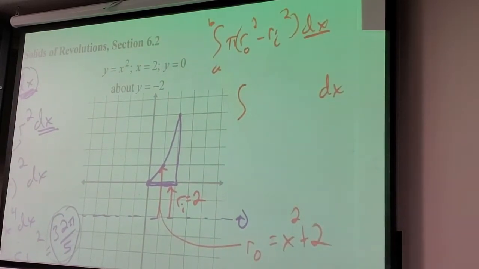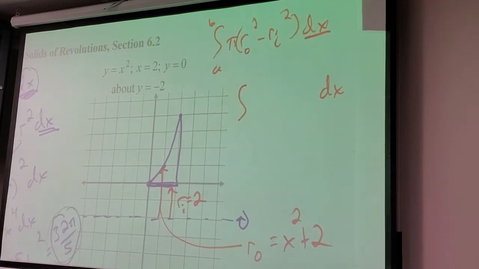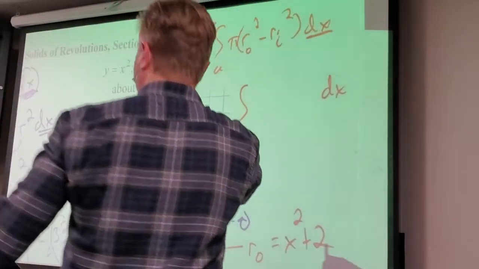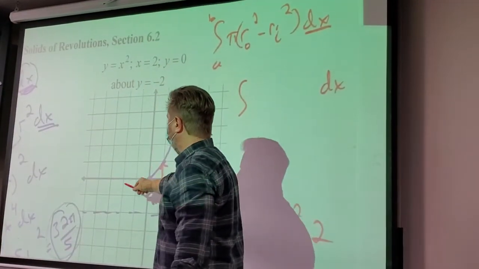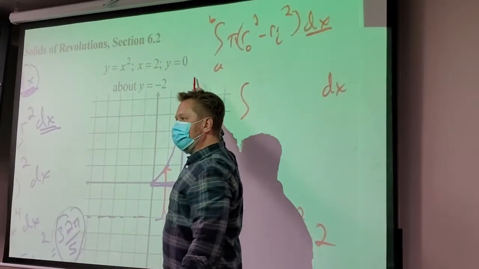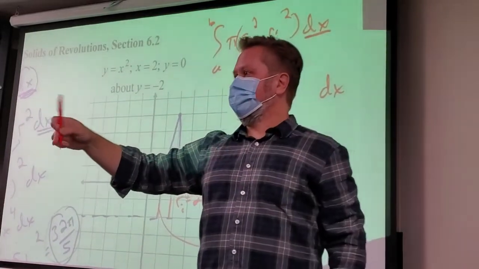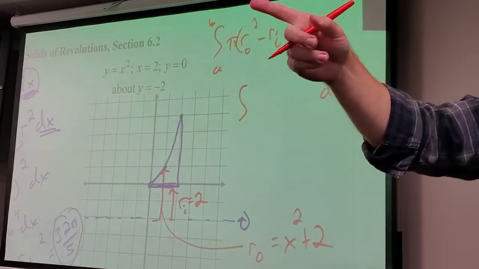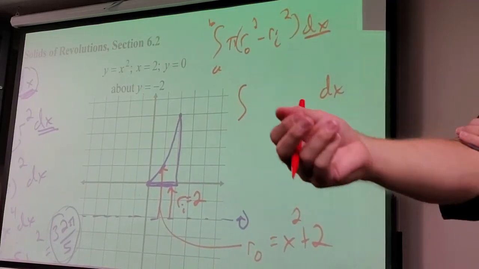Yes? What if we're rotating it around a diagonal? I love it. I was about to say that earlier. We totally could rotate around a diagonal line. That is a little bit beyond the scope of this course, but that's when things get really interesting.